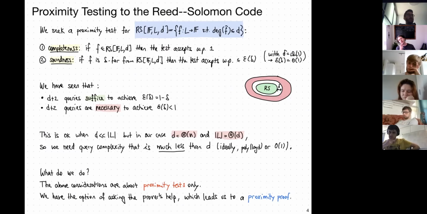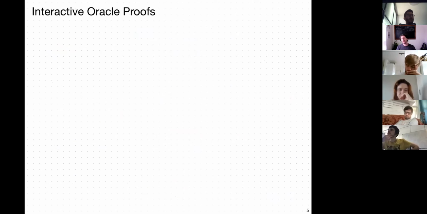Now, if you think about it, we want to use this test as a part of a PCP, as a part of a proof system, as a part of something of this sort. So it makes sense to use the help of a prover. Okay, so this is where we introduce this notion of interactive oracle proofs, which is quite a beautiful notion. And I'll just say it first in words, and then we can define what's going on.